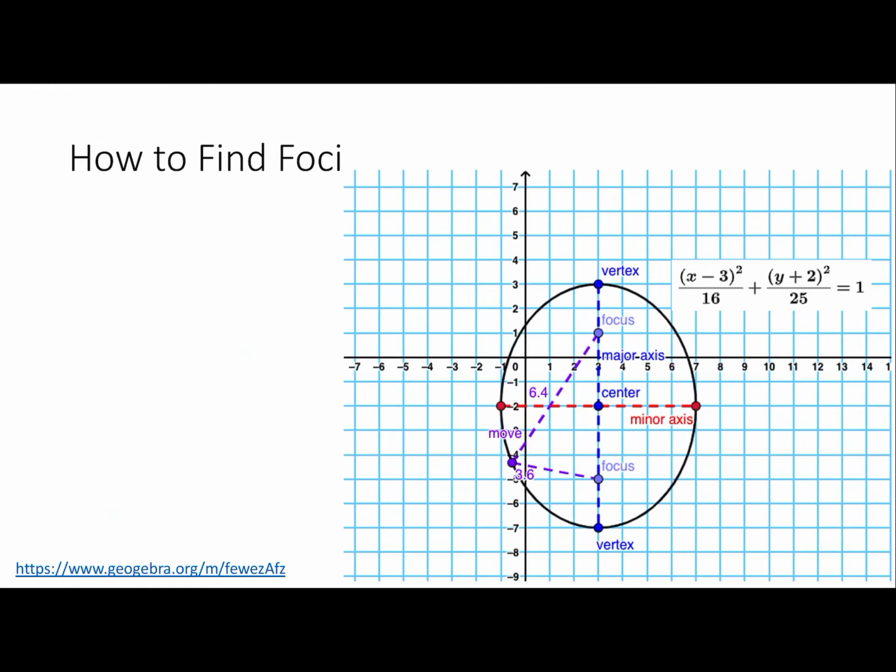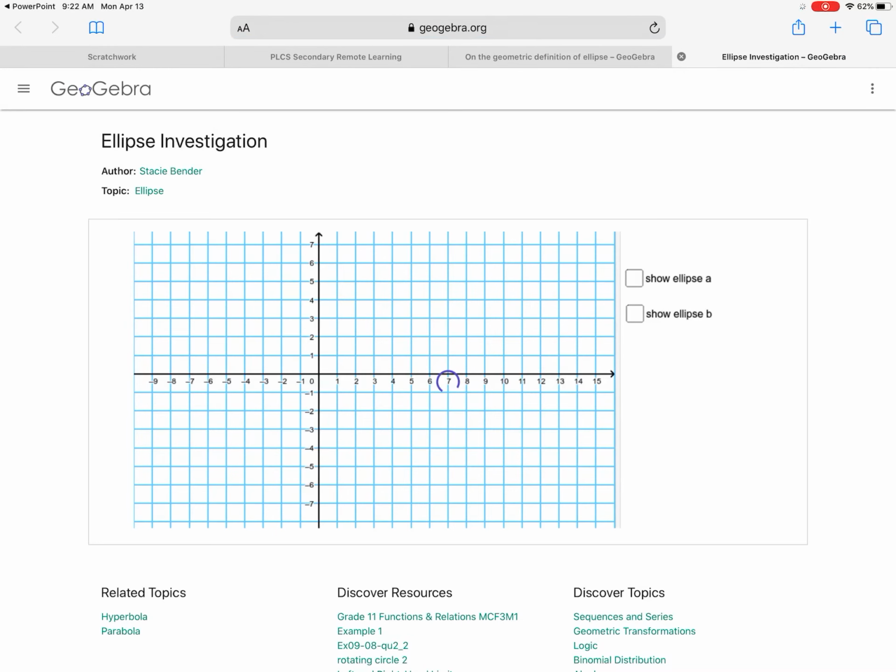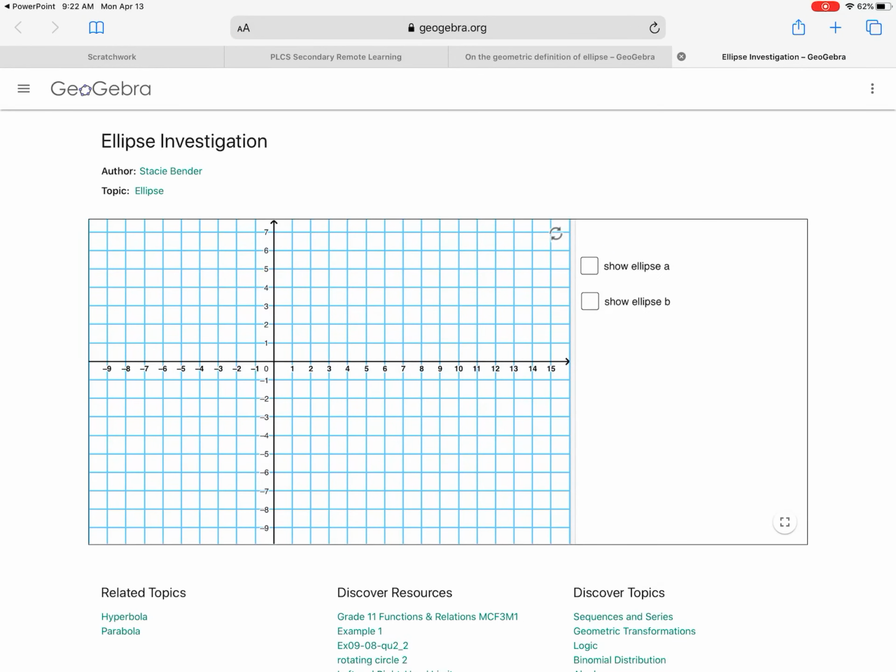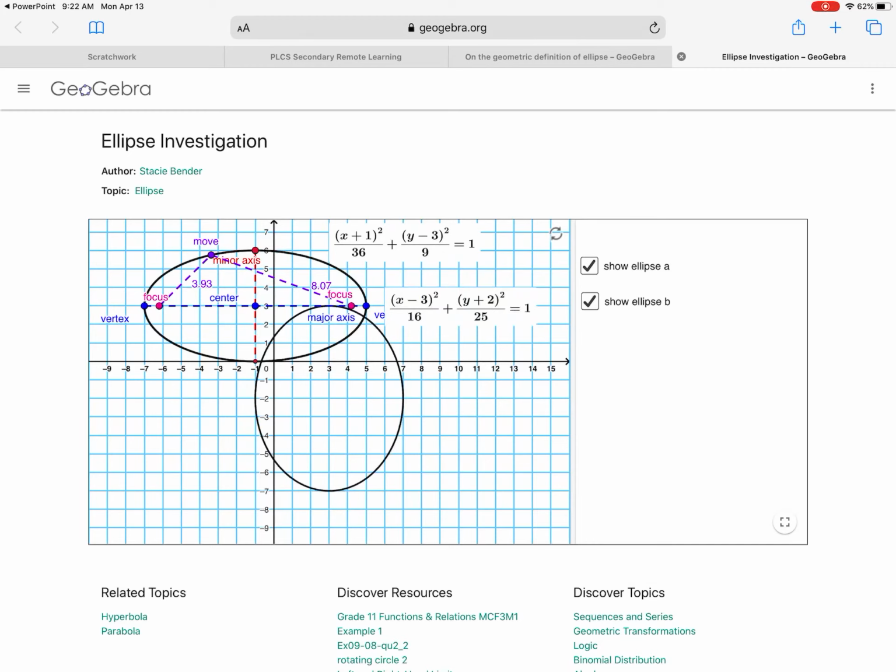So how to find the foci? If we look at this GeoGebra example, and we show ellipse A, actually we'll show ellipse B, you can see that ellipse B has 2 foci listed here. So as I move this point, again, this A, the distance 1 plus distance 2 is consistent.